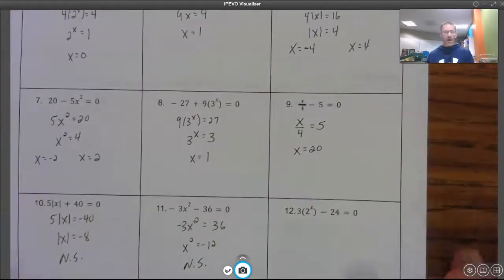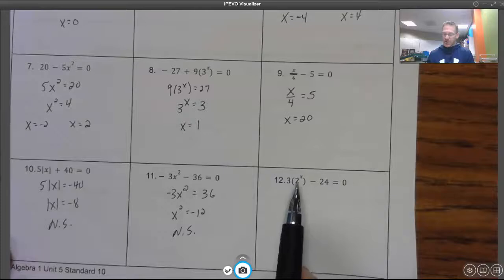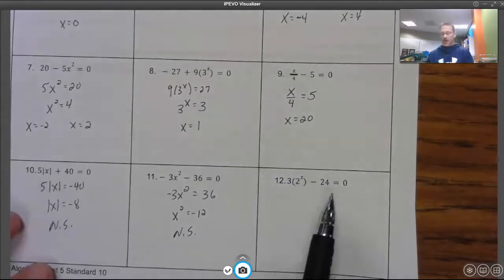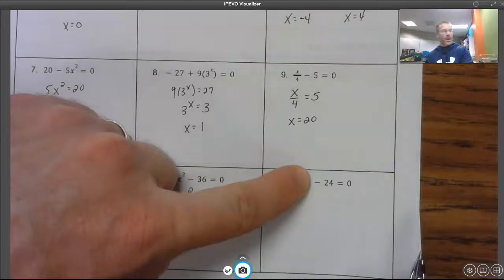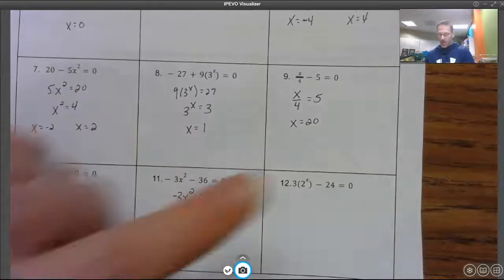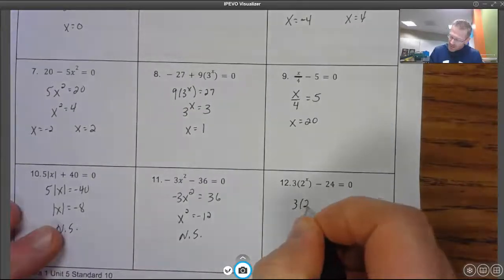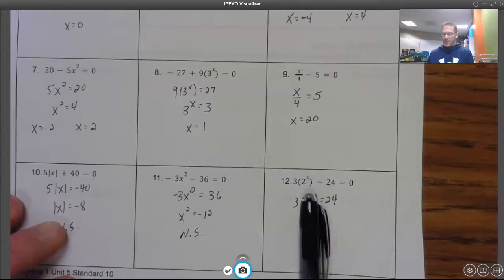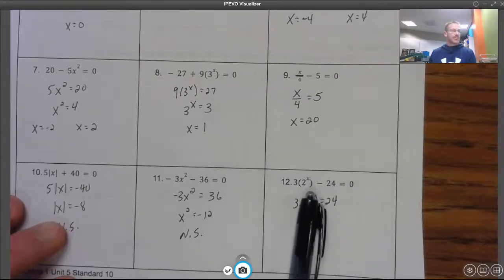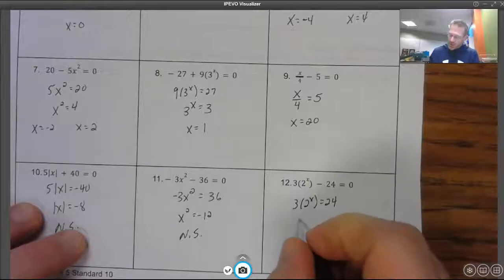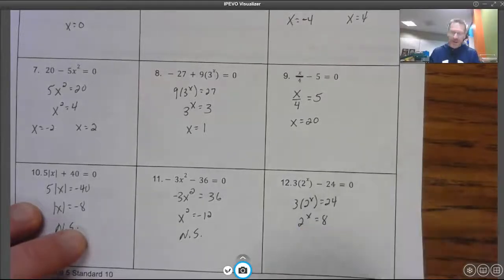All right, let's look at problem 12. Okay, exponential. X is my exponent. I'm expecting 1 solution. All right, so let's use that 0 property right now. So what minus 24 is 0? 24 minus 24 is 0. So 3 times 2 to the x is 24. Now we're to a multiplication problem. 3 times what is 24? 3 times 8 is 24. So 2 to the x is equal to 8.